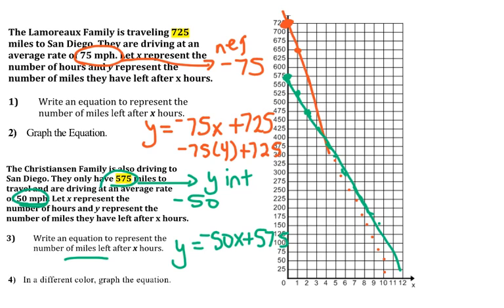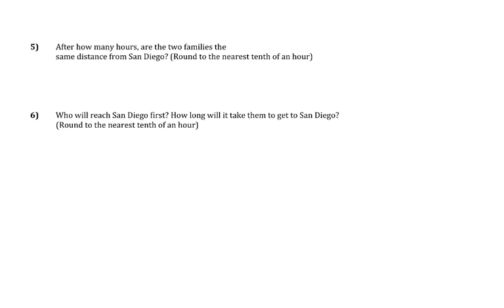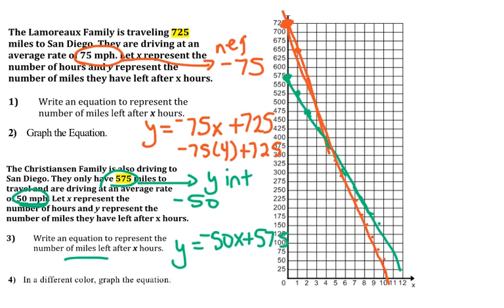And so once you've graphed both lines, and I apologize that mine aren't able to come out quite so straight, but you're going to see something like that. So then question number 5 says, after how many hours are the two families the same distance from San Diego? So looking at our graph, when in hours are they the same distance away?